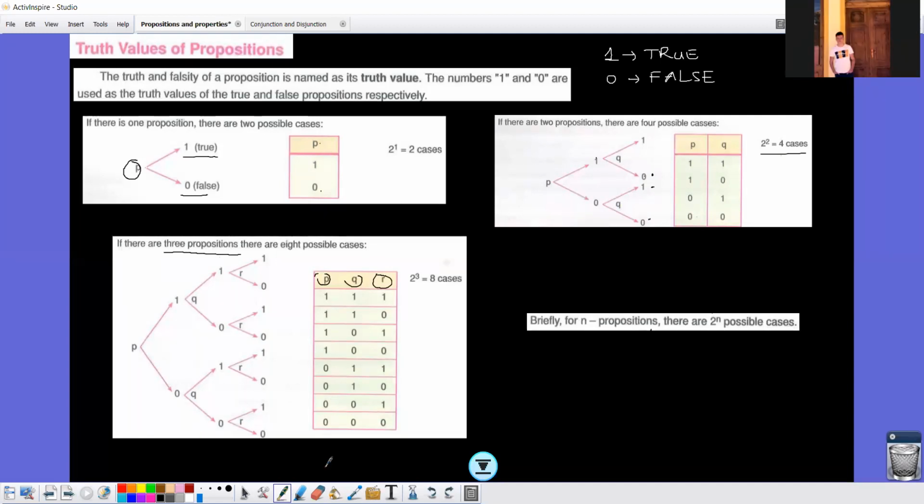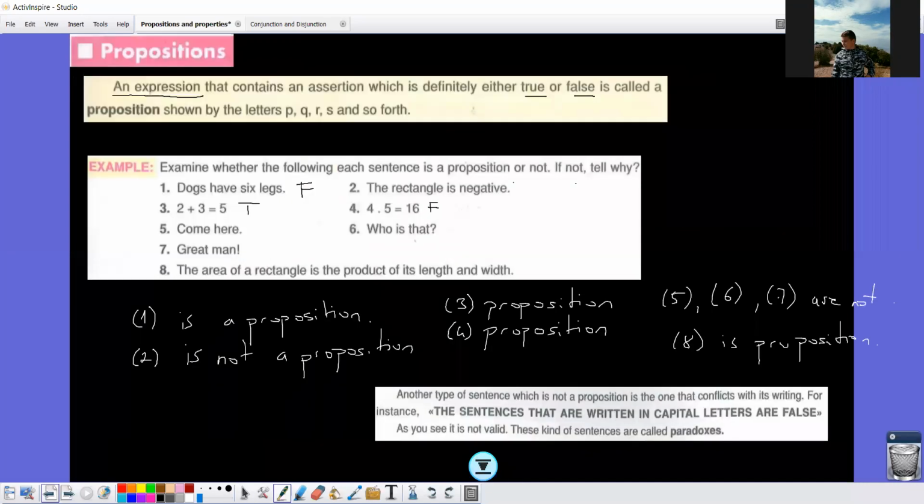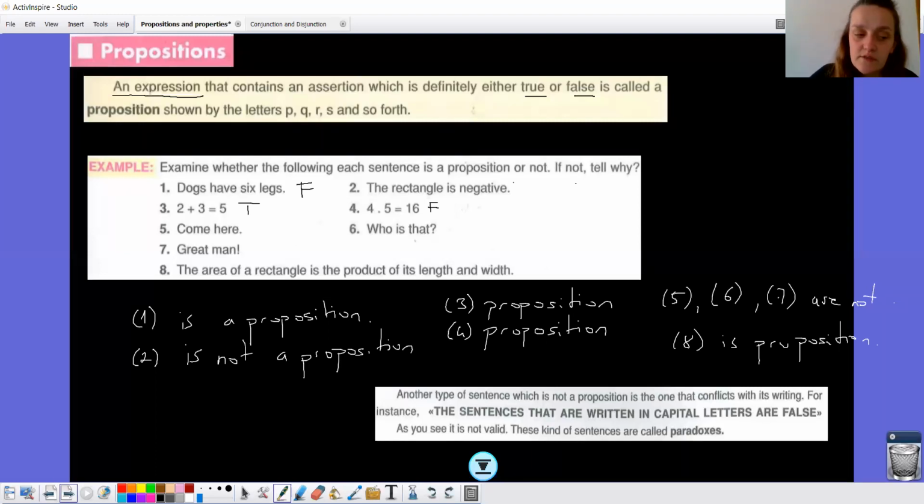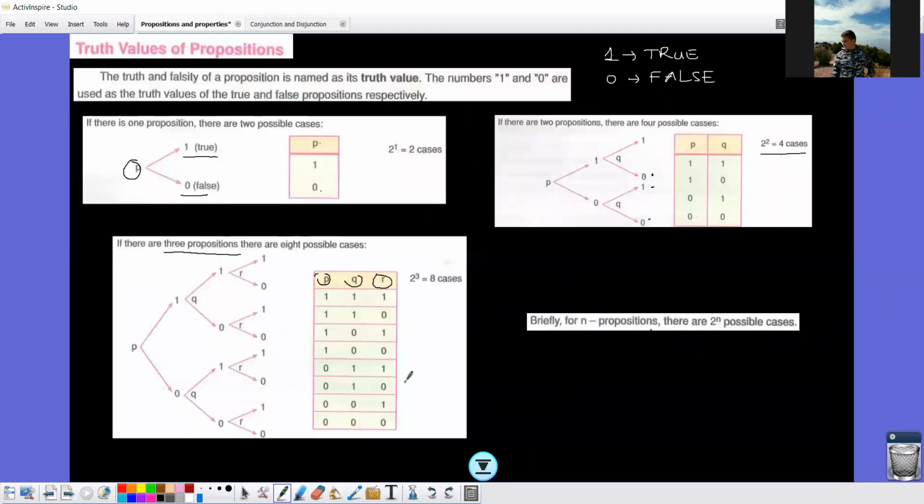Okay. For example, teacher, can you go back to the first page? Yes. So if I have 4 prepositions, how many possible cases will I have? 16? Yes, 16. Now let's see how we'll write the table for 4 propositions. Teacher, they are going like 2, 4, 8, 16, and like this.